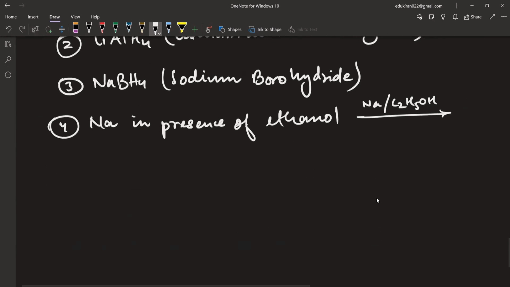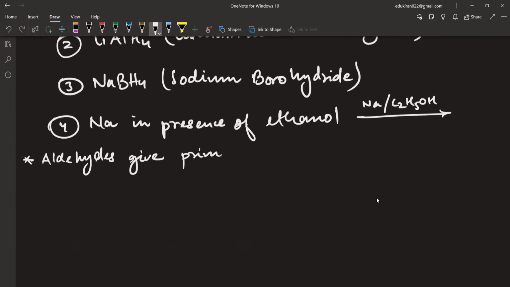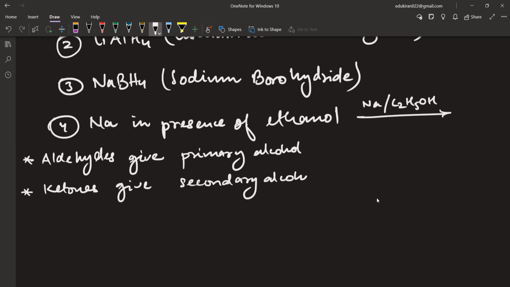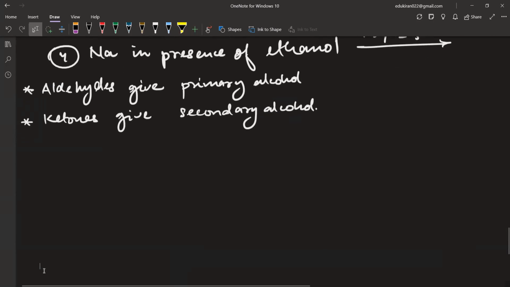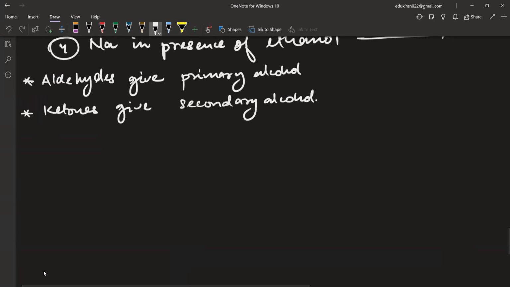Now write the reactions. You will write one more point here. Aldehydes give primary alcohol. Ketones give secondary alcohol. So again, we have not got any good method to prepare tertiary alcohol till now.